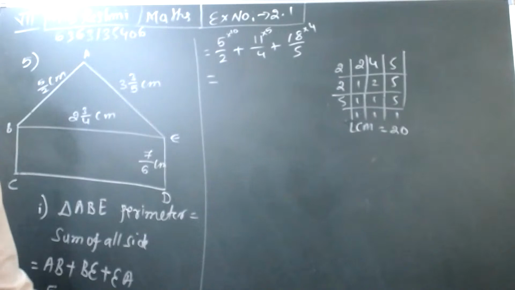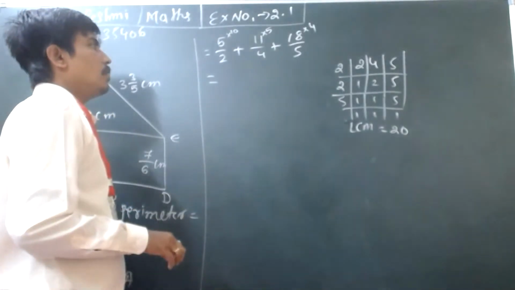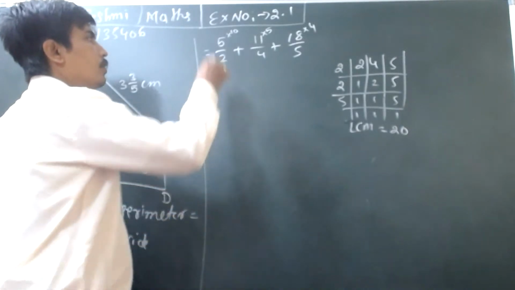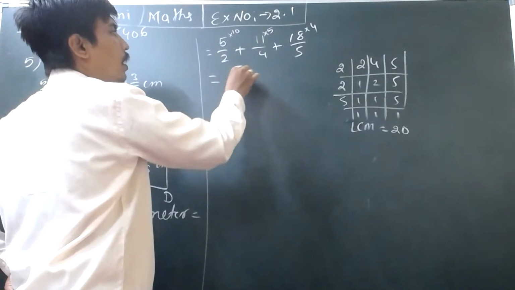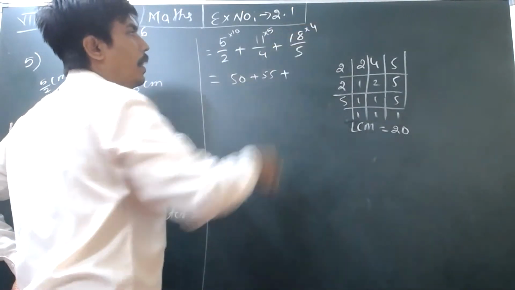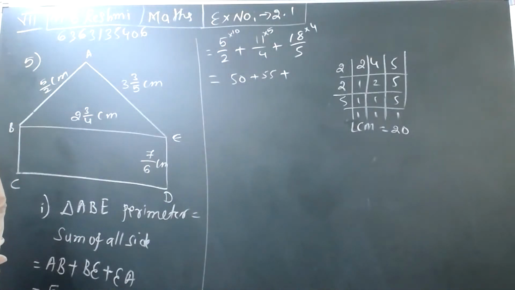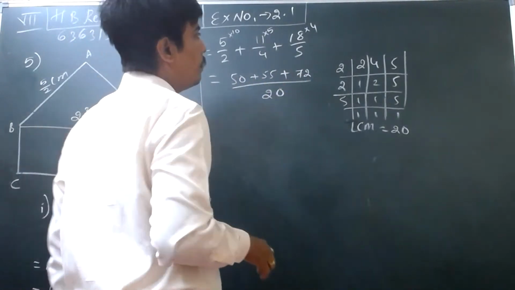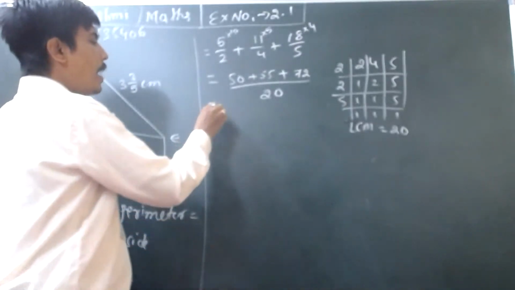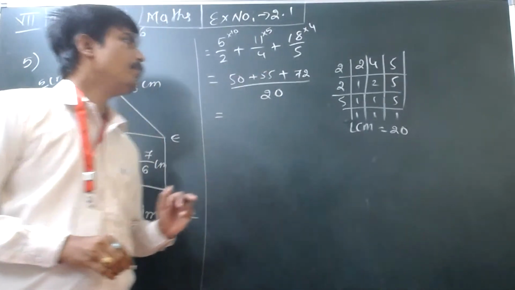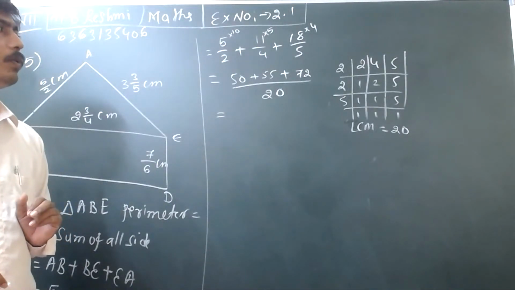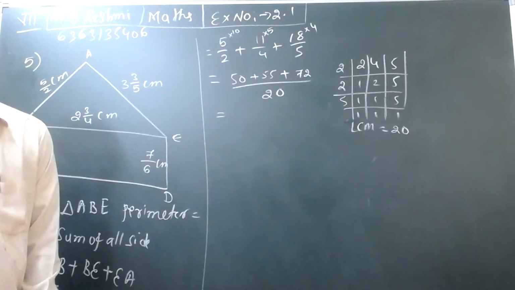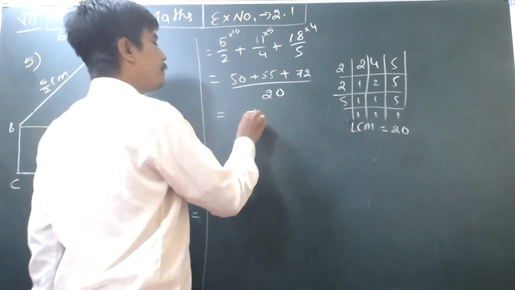Remember this. This is the easiest method to solve the problem when the fractions are given with different denominators. Don't spend much of your time in finding the LCM and converting them into the same denominators. So easy method. 10 5s are 50, 11 5s are 55, 18 4s are, what will be the answer? It will be 72, totally divided by 20. Now add it. If you add, it will be 105. 105 plus 72, it will be 177. What will be the answer? 177 upon 20.